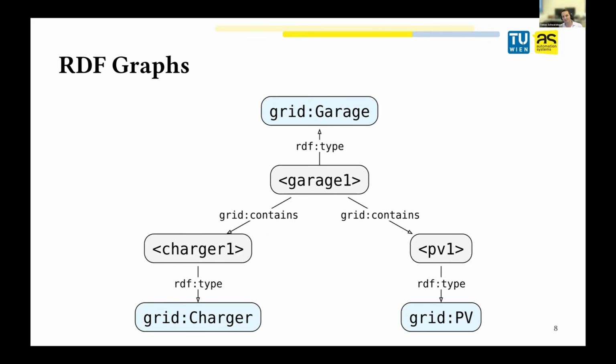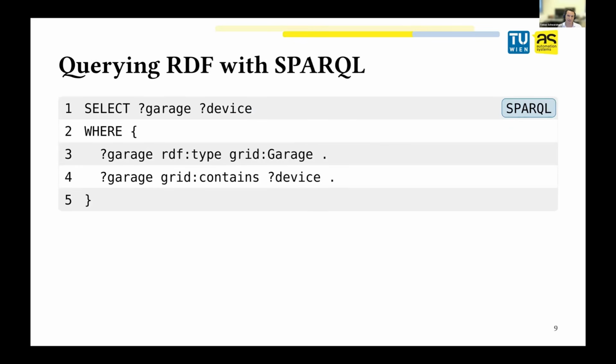Well, with a single triple, we cannot state that much, but if we have a set of triples, we can visualize them as a graph. So here you can see the statement from before, where we have garage 1 that contains this PV system. And we also have a charger that is contained in this garage and so on. So these are just a set of triples that we can visualize as a graph. But now in order to extract the system knowledge, we must have a query language to actually talk to these graphs. And that's where SPARQL comes in, which is the standardized query language for RDF graphs.